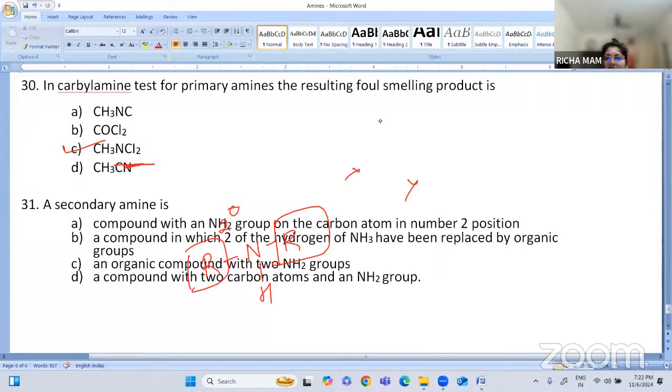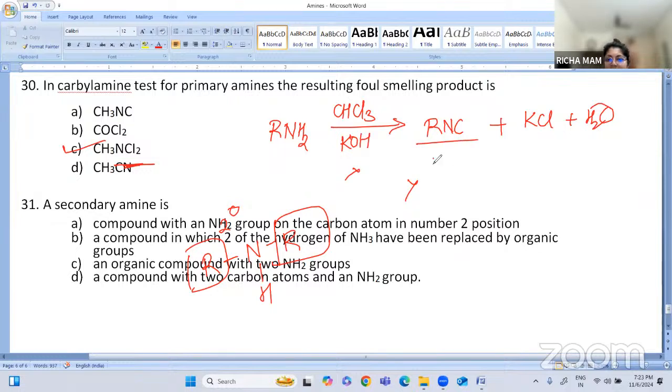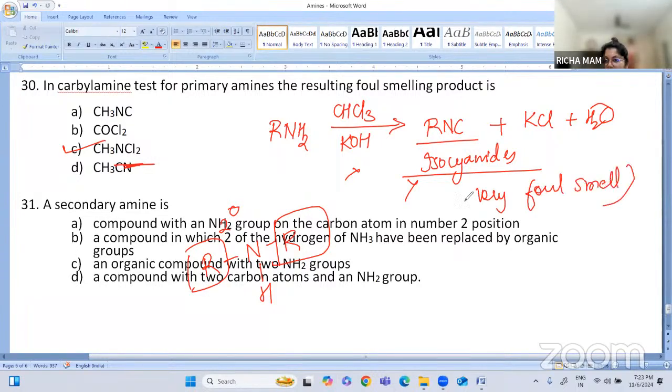So how is the carbylamine test done? Let me explain the carbylamine test also. You have amines reacting in the presence of chloroform, CHCl3, and KOH, caustic potash. What are you going to get? Isocyanide, KCl plus water. This is the carbylamine test. It gives a very foul smell, very bad smell. Is it clear? So option B is the answer.